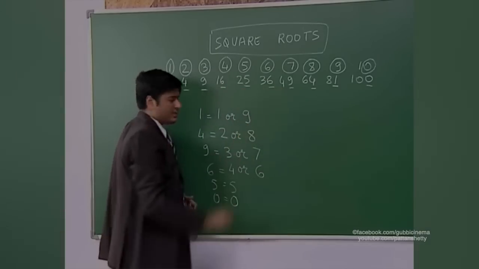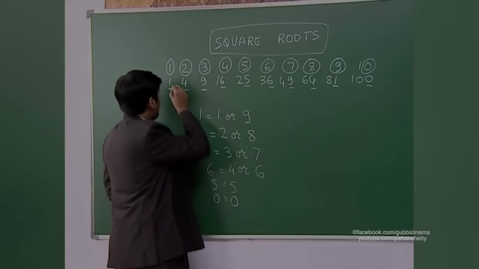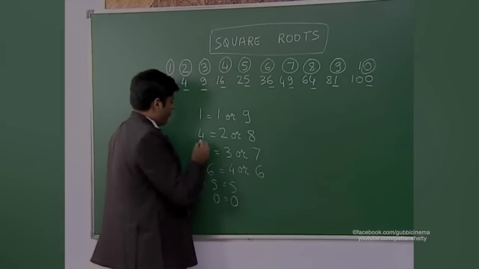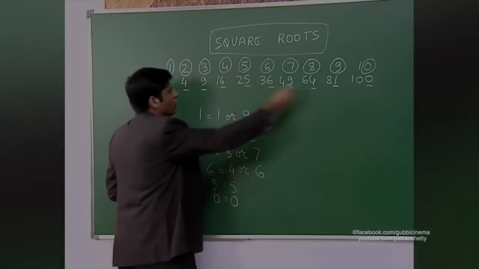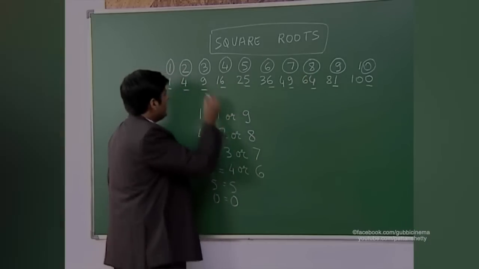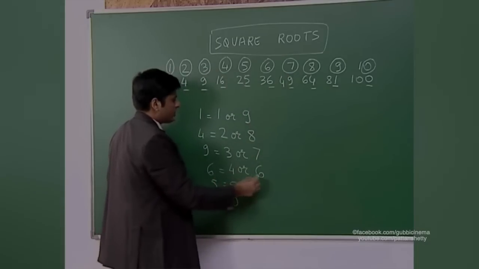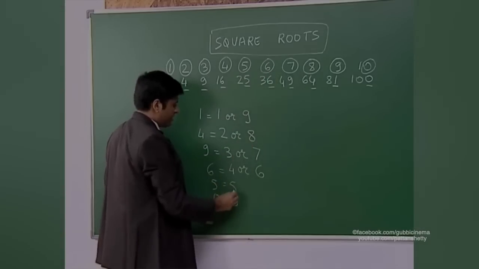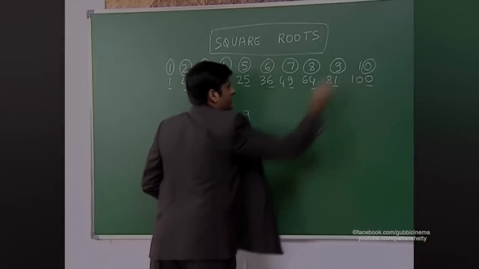Let us revise once again. For 1, it is 1 or 9. 4 is 2 or 8. Let us check: 4 is 2, 4 is 8. 9 is 3 or 7. 9 is 3, 9 is 7. 6 is 4 or 6. 6 is 4, 6 is 6. 5 is 5, 0 is 0.